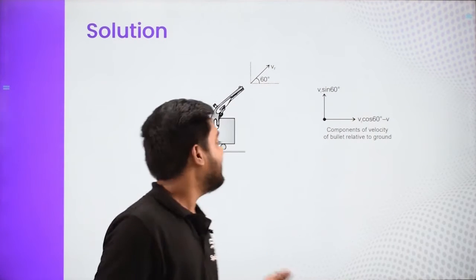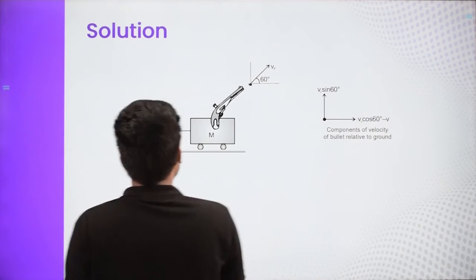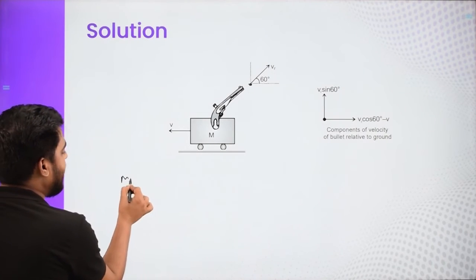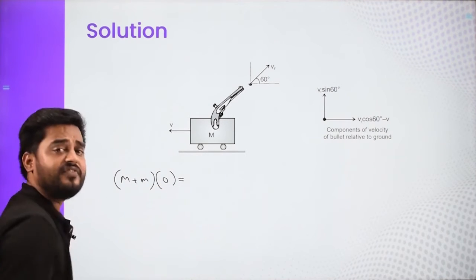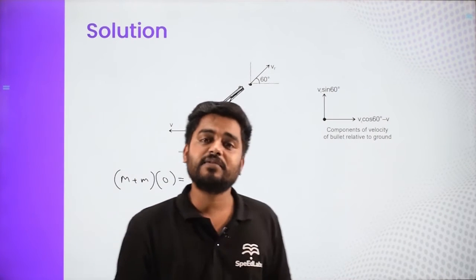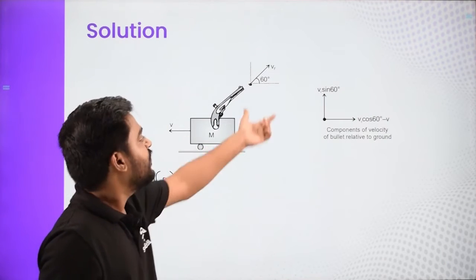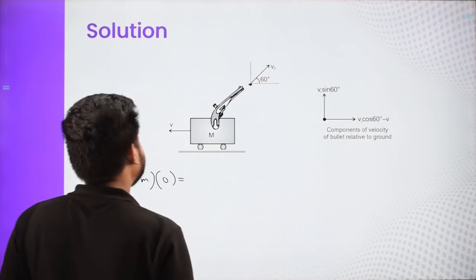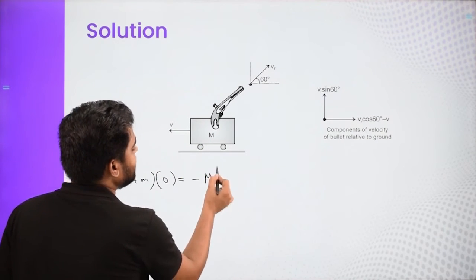How do we do that? Initially, the entire system was stationary. So I can write that the initial momentum is nothing but M plus m, the total mass, times velocity 0. What about the final momentum? To write the final momentum, we need the velocity of both these particles, one is the gun, one is the bullet itself. So let us assume the gun's velocity is v, so I'll write its momentum as minus Mv.